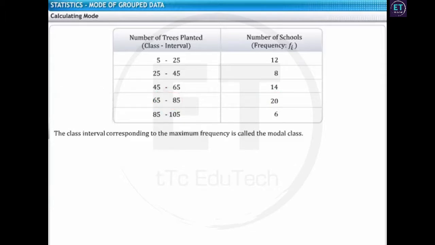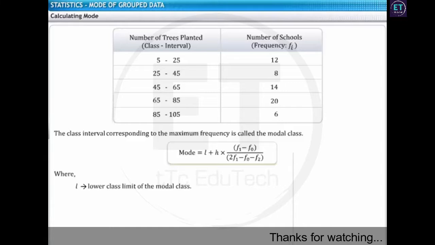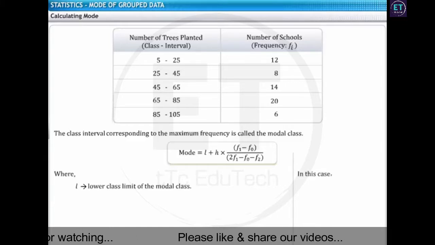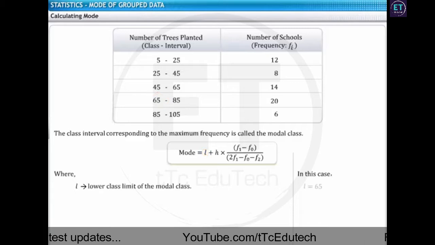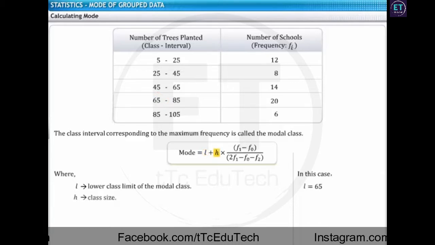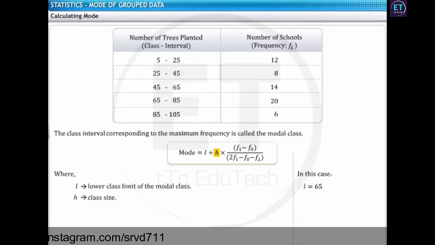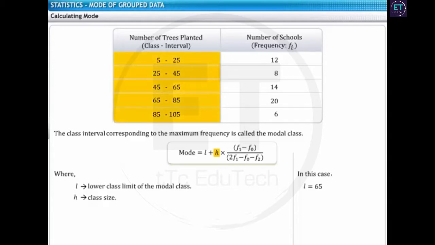The mode of this data is calculated using the formula shown here. Now, let us find what each term in this formula represents. In the formula for mode, L stands for the lower class limit of the modal class. In this case, the value of L is 65, which is the lower class limit of the modal class 65 to 85. The H stands for the class size. While finding the value of H, we assume that all class intervals have the same class size, as in the case of this table. Here the value of H is 20.